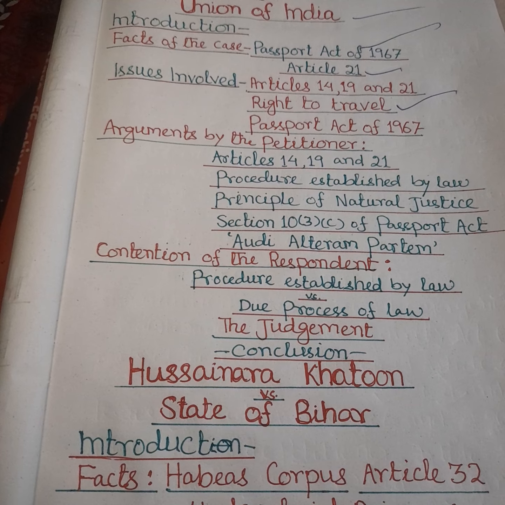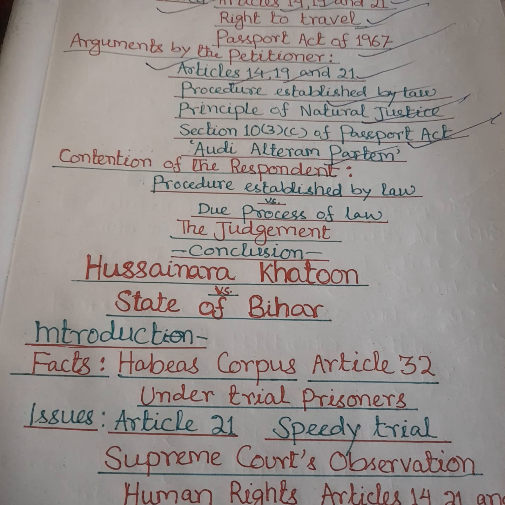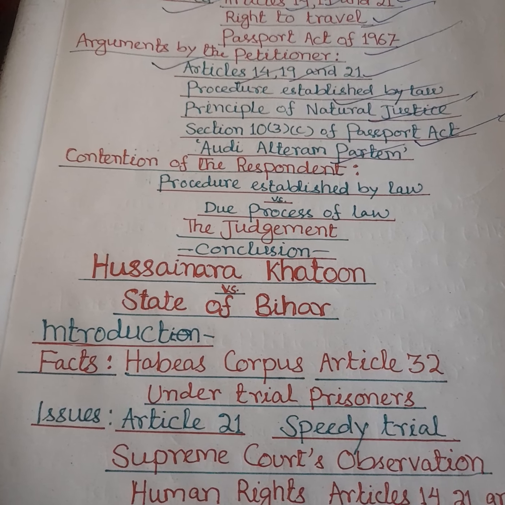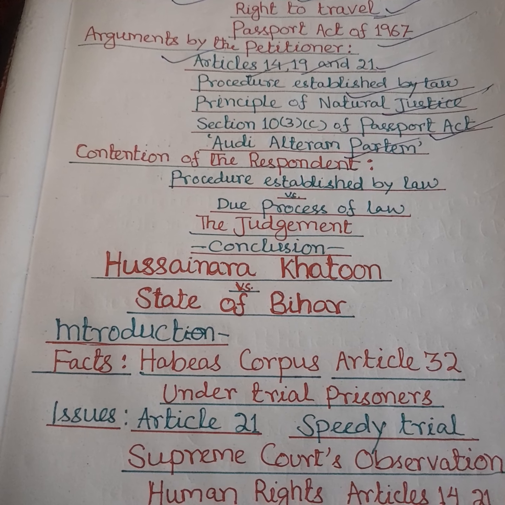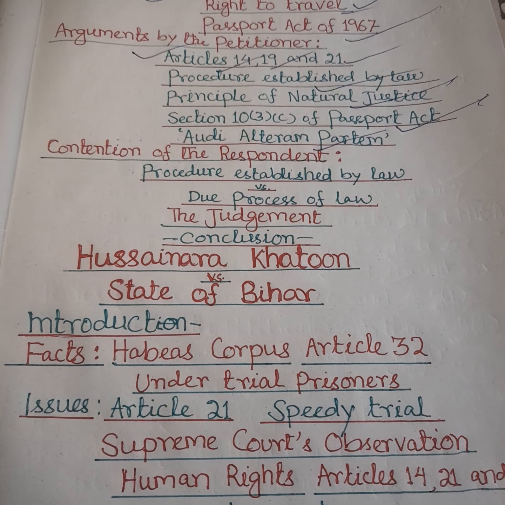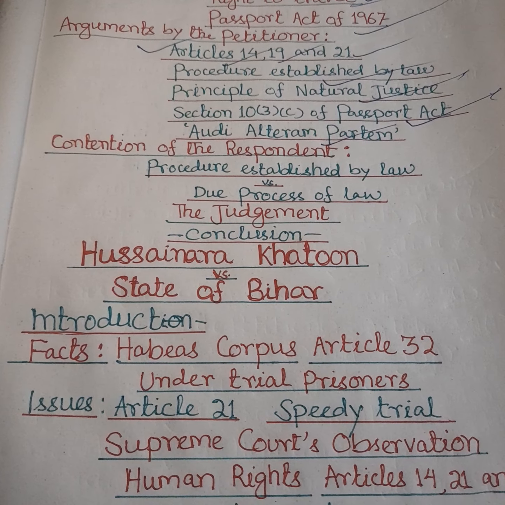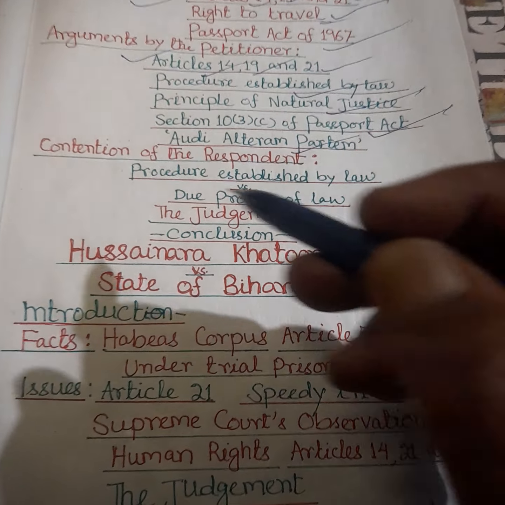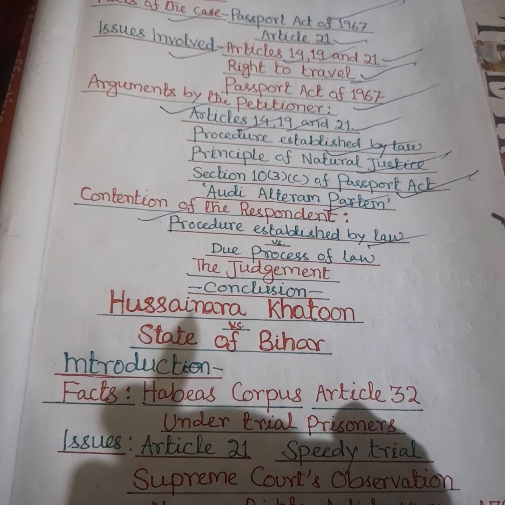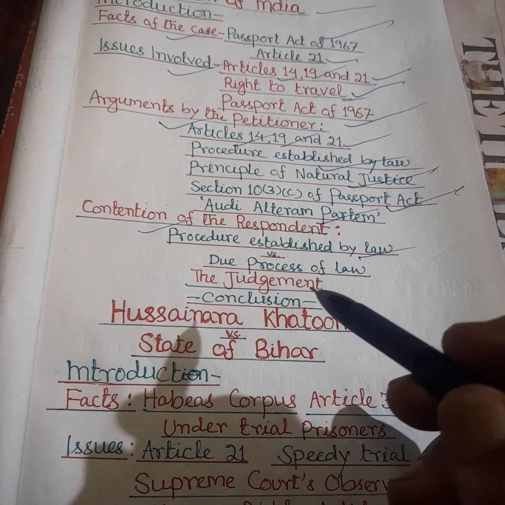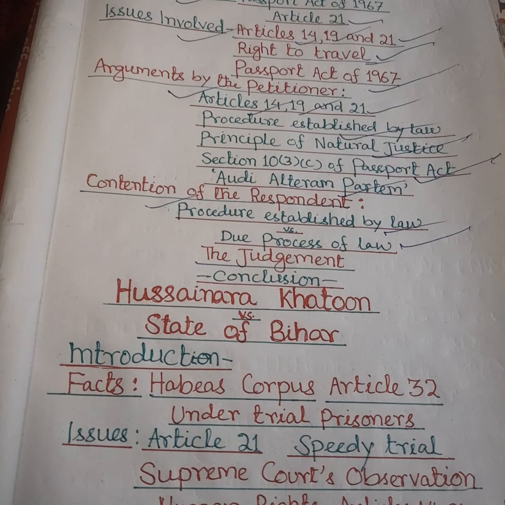And Section 10, Subsection 3 and Clause C of the Passport Act of 1967 violates Article 21 in so far as it violates the right to life and personal liberty as provided under Article 21 of the Constitution relating to fundamental rights under Part 3 of the Constitution. The opportunity of being heard, which is related to the maxim Audi Alteram Partem, is acknowledged as a significant component of the principles of natural justice. The contentions of the respondent related to procedure established by law as adopted from the English legal system, and due process of law which is followed in the American legal system.